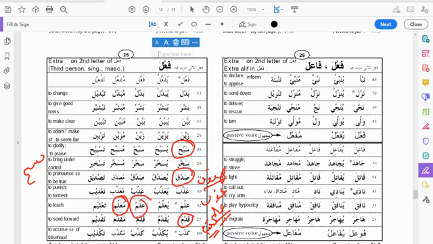All right. يقدم, presenting or putting forward. قدم, you're asking him to put forward or present. مقدم is the person, which is the presenter. تقديم, presentation. So you could see it growing.